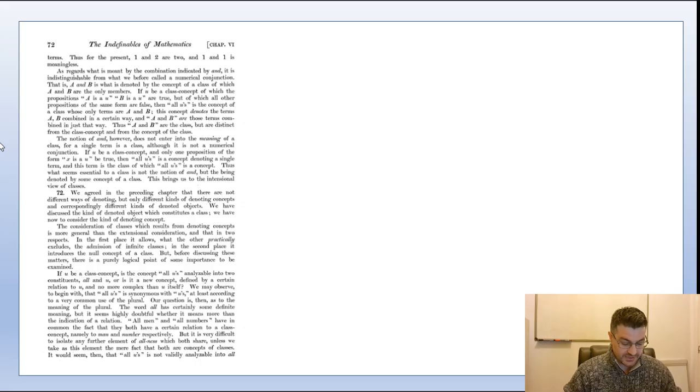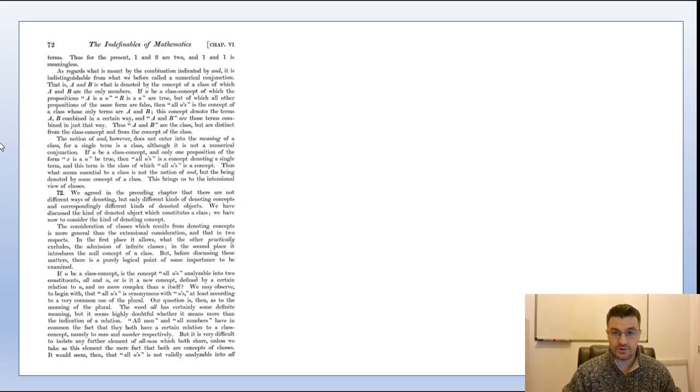More general than the extensional consideration, and that is in two respects. In the first place, it allows what the other practically excludes, the admission of infinite classes. In the second place, it introduces the null concept of a class. But before discussing these matters, there is a purely logical point of some importance to be examined.